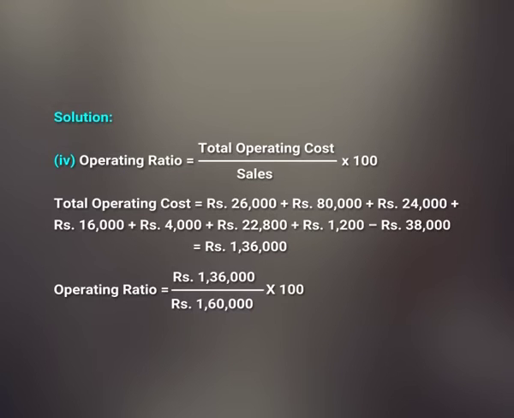Operating ratio is equal to total operating cost divided by sales multiplied by 100. Now, total operating cost is equal to rupees 26,000 plus rupees 80,000 plus rupees 24,000 plus rupees 16,000 plus rupees 4,000 plus rupees 22,800 plus rupees 1,200 minus rupees 38,000, which is equal to rupees 1,36,000. So thus operating ratio is equal to rupees 1,36,000 divided by rupees 1,60,000 multiplied by 100.